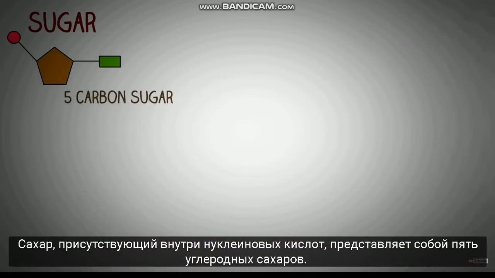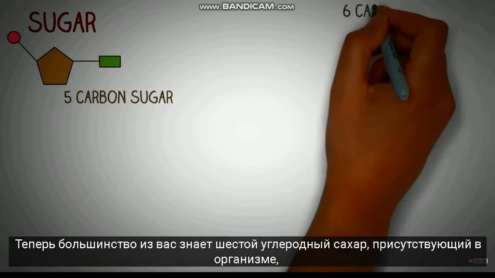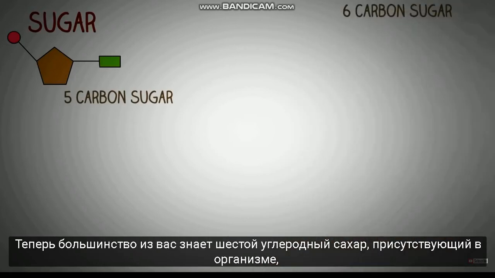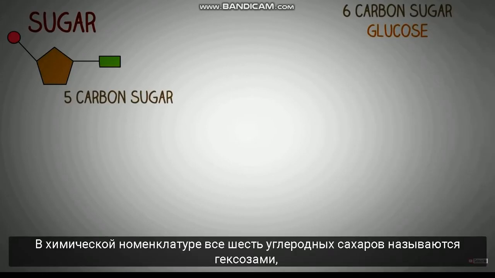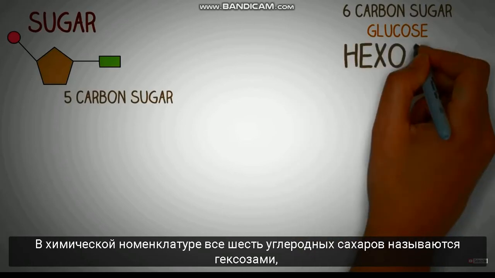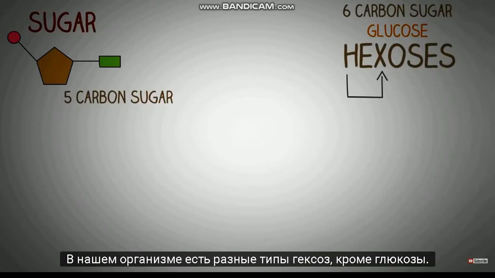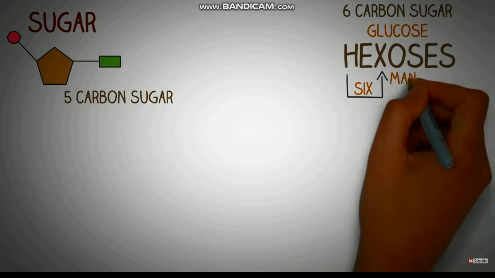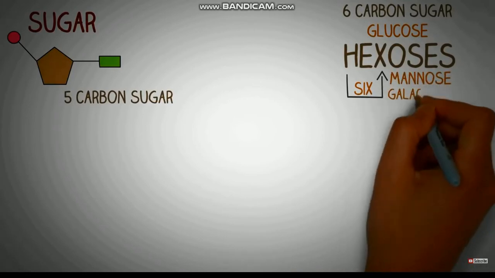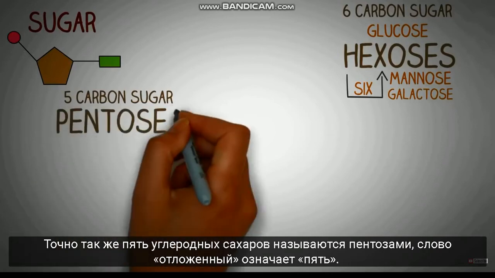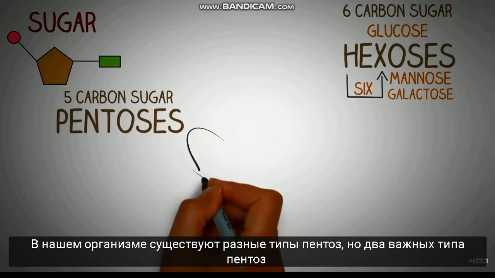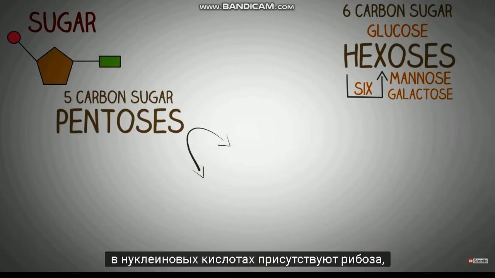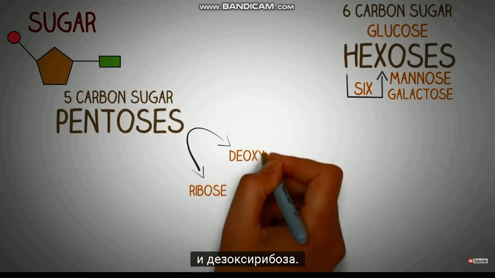The sugars present inside the nucleic acids are 5 carbon sugars. Now most of you know the 6 carbon sugar present inside the body, and the most important of them is glucose. In chemical nomenclature, all the 6 carbon sugars are called hexoses, the word hex meaning 6. There are different types of hexoses in our body other than glucose, like mannose and galactose. Similarly, 5 carbon sugars are called pentoses, the word pent meaning 5. There are different types of pentoses in our body, but the two important types of pentoses that are present inside the nucleic acids are ribose and deoxyribose.